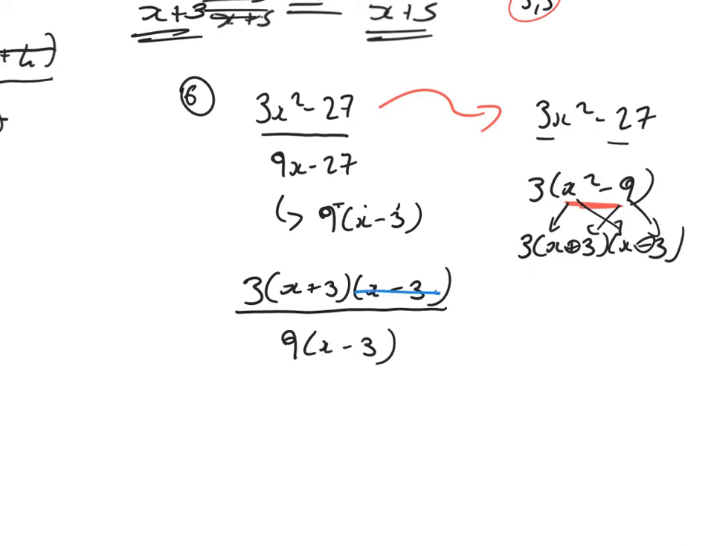I can then cancel that x minus 3 and that x minus 3. That will give me 3 lots of x plus 3 over 9, which can then be simplified to 3x plus 9 over 9.